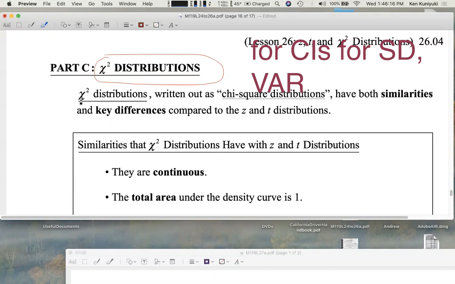If you go on a college campus, well, not now, but if you go on a college campus, maybe a year or two from now, then you may recognize this Greek letter chi on, say, a fraternity. Chi-square distributions. And these guys have, again, both similarities and differences compared to the z and t distributions.